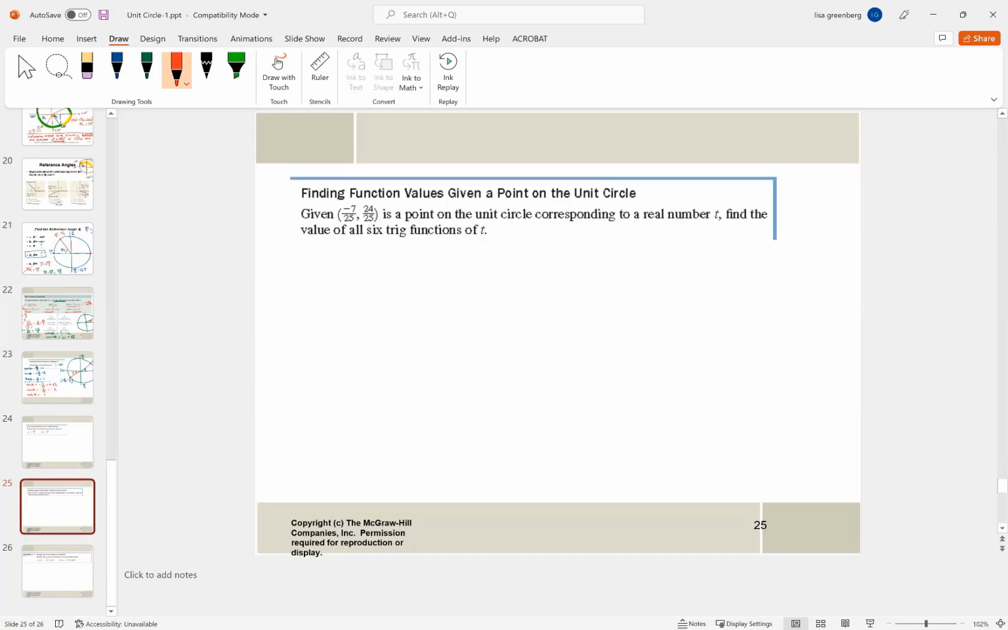Okay, so let's say, for example, we're given that there's a point on the unit circle that is this value. And if I want to find all the trig functions, remember the cosine of theta is going to be x. My x value here is negative 7 over 25. My y value is sine, and that's 24 over 25. And the only way I can do this is if it says it's on the unit circle, which it says.